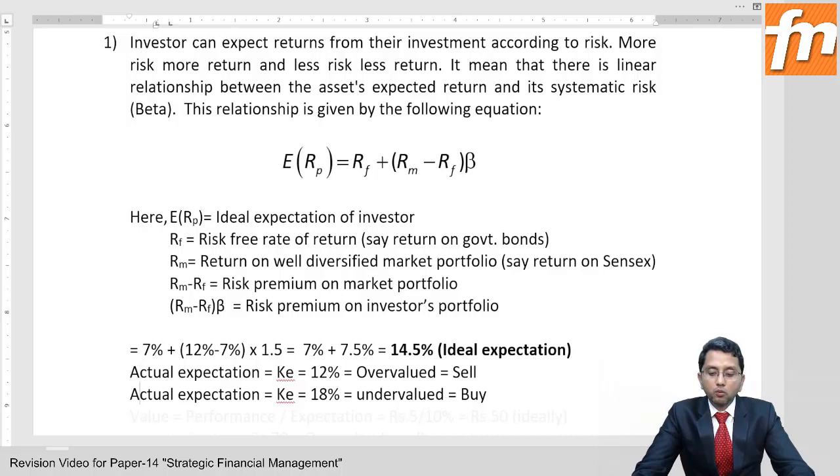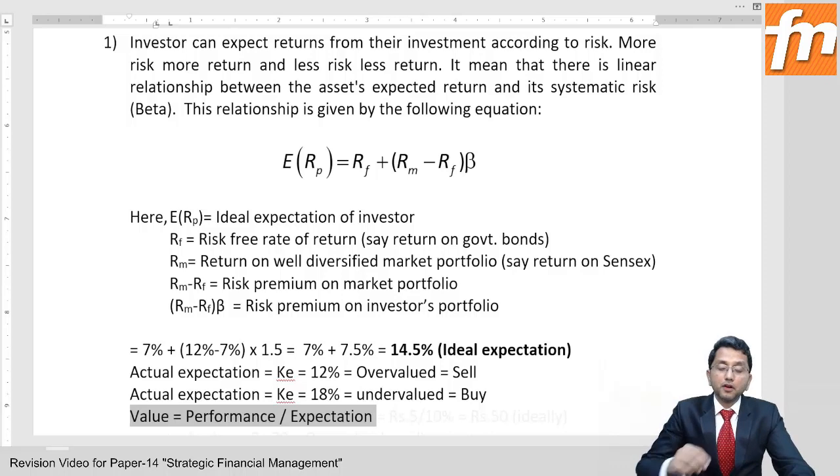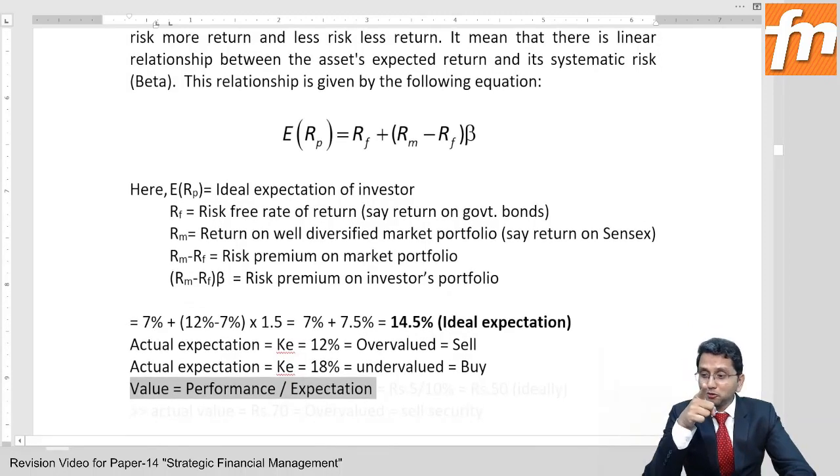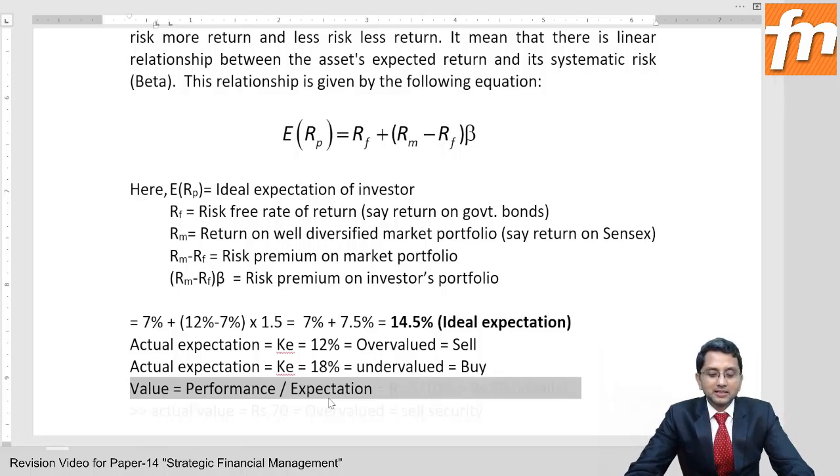Now try to recall one simple thing, that value is always equal to performance divided by expectation. If you perform good, your value in the market will rise. But if expectation of people rises beyond what you are performing, then your value in the market will come down. Want to increase your value? Either you should increase your performance or you should reduce the expectation of people from you. Let's take an example.